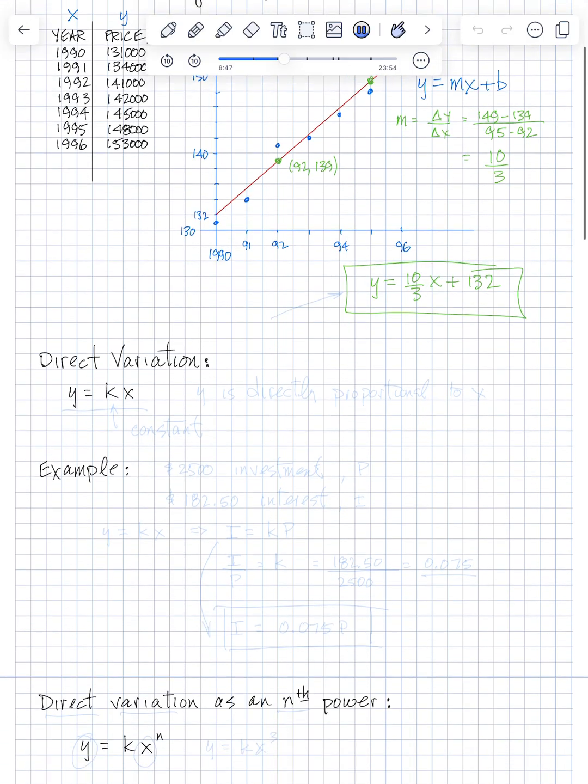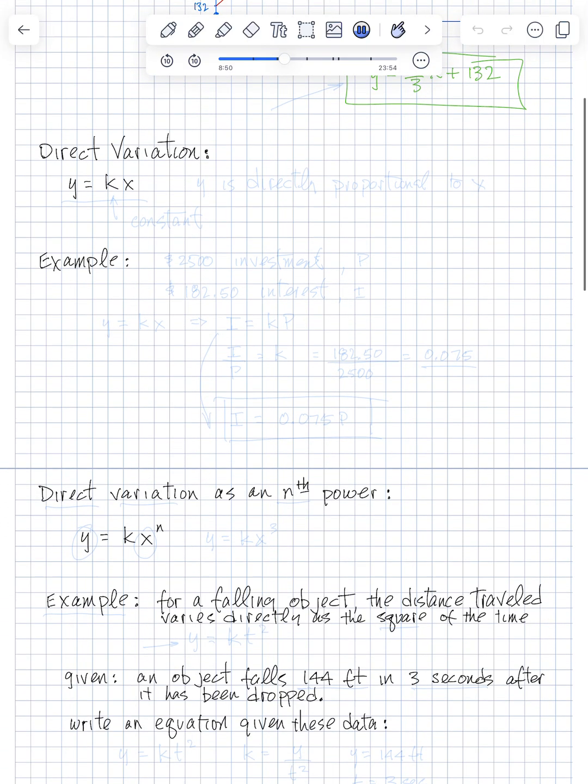Okay, direct variation. Direct variation is a model for linear equations. We just went through one, y is equal to mx plus b, but a simpler one would be y is equal to kx. And this means that y is directly proportional to x. And the k stands for a constant.